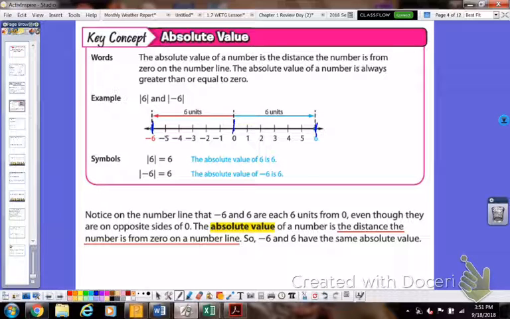The absolute value of a number is the distance the number is from 0 on a number line. So they both have the same absolute value. Distance is always positive.